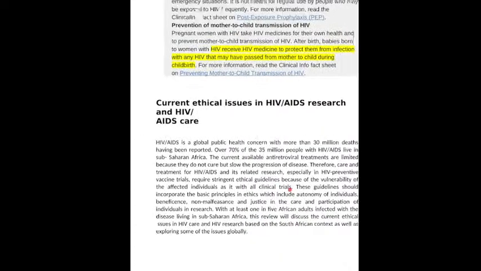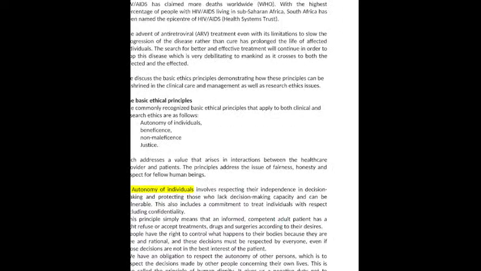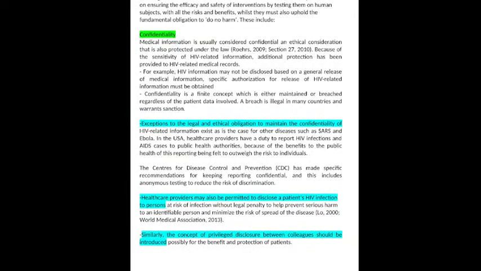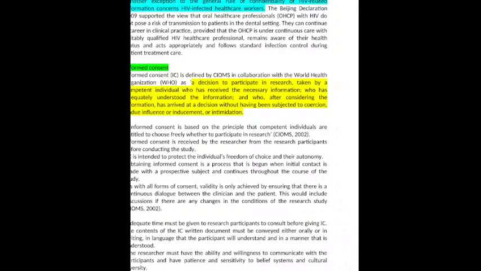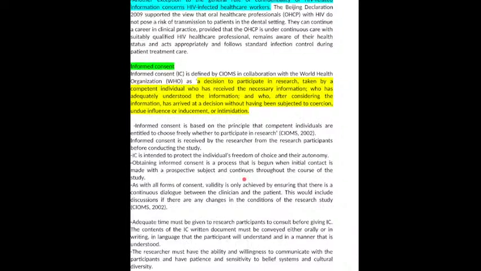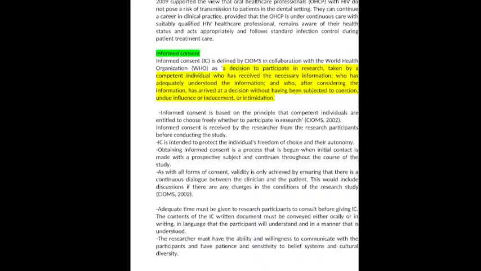With regard to the clinical ethical issues, we have looked at the basic ethical principles, that is autonomy of individuals, beneficence, non-maleficence, and justice. And we have also looked at the ethical issues surrounding the care and management of HIV, which include confidentiality and informed consent.